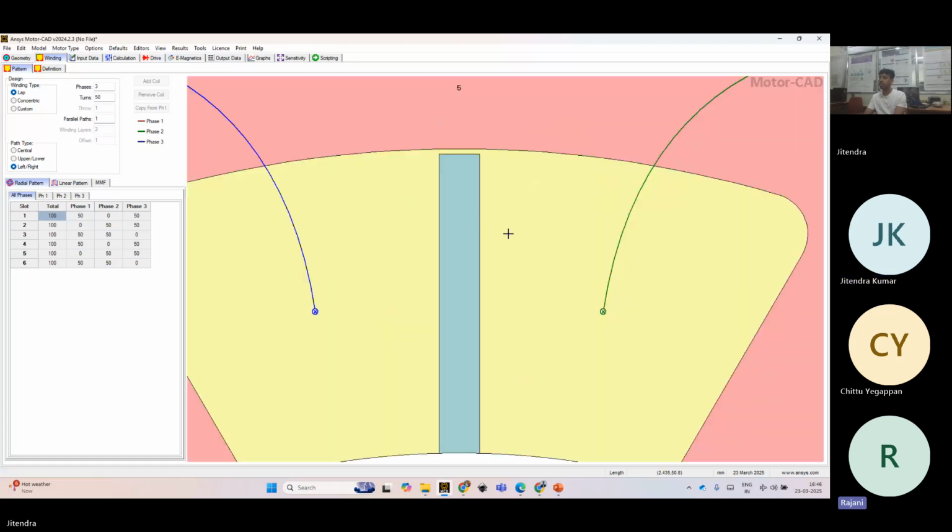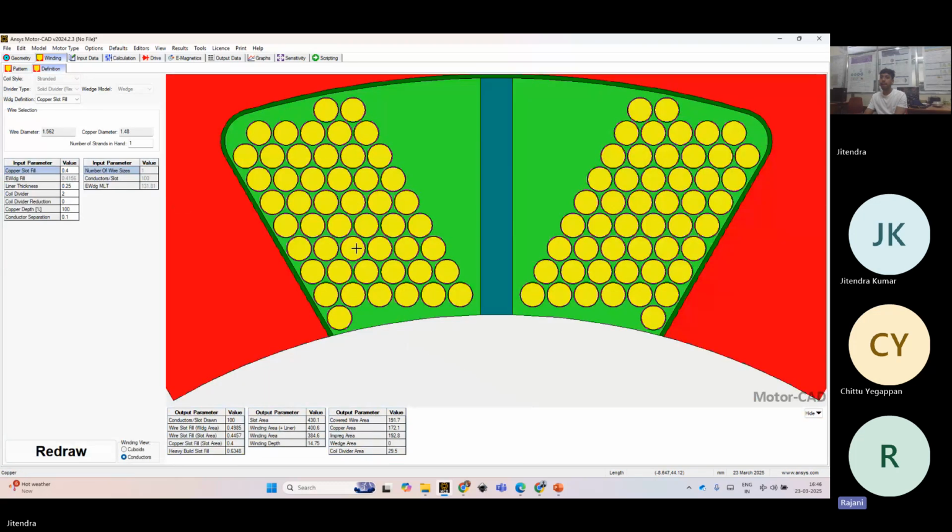Sir, can you go to the definition? This is the first one, pattern. The second one is the definition. There, the liner thickness is 0.25 and the coil divider is 2 mm. So it is a coil divider of 2 mm and the liner thickness, if you see, is 0.25, isn't it? Yes, sir.